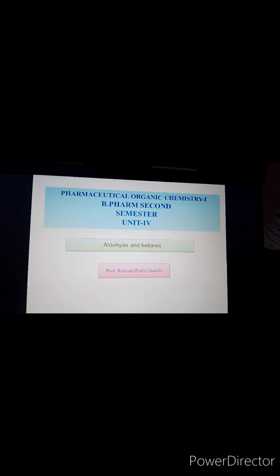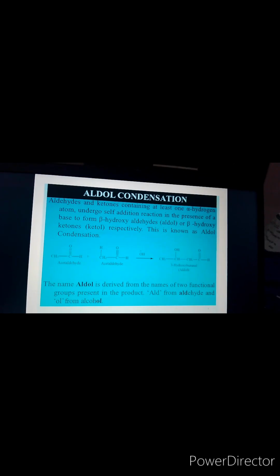Today we will discuss aldehyde and ketones. They are categorized under carboxylic acid. Aldehyde and ketones undergo nucleophilic addition reaction. So here we will discuss some important chemical reactions of aldehyde and ketones. First one is aldol condensation.